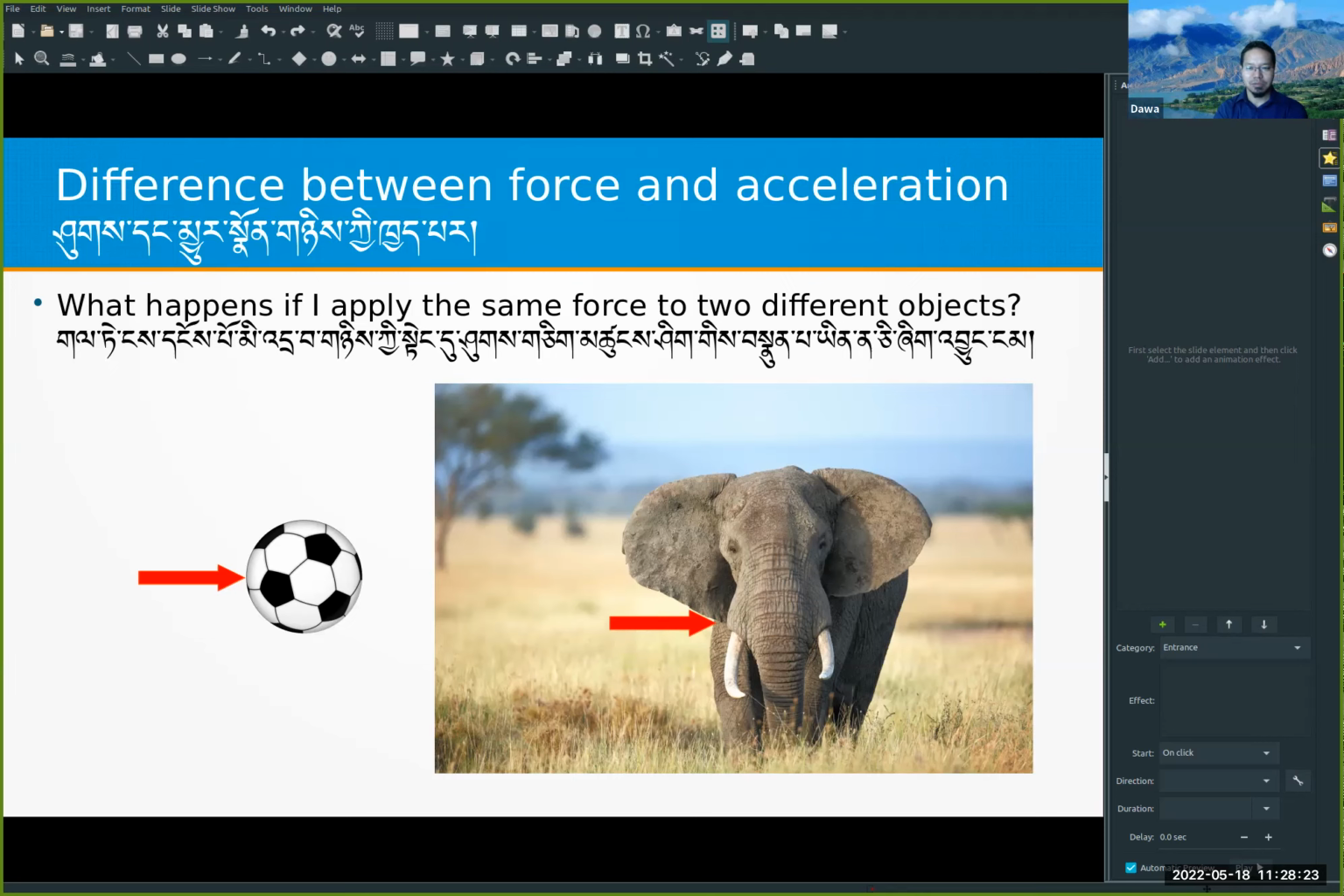So same force, two different accelerations.